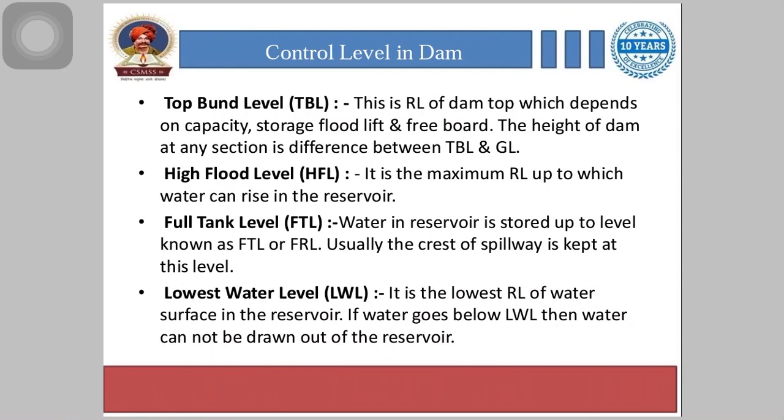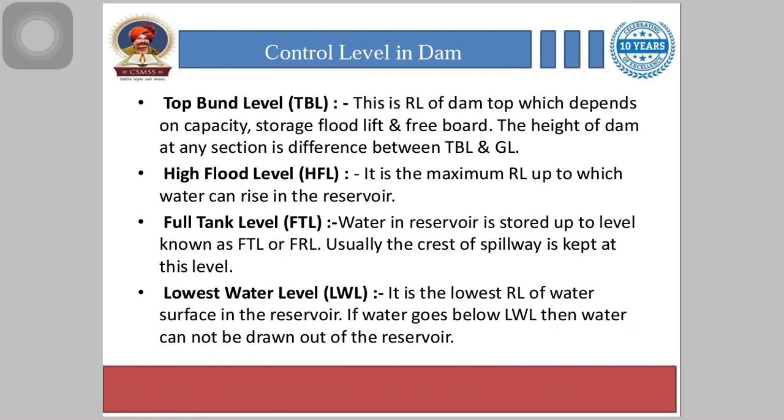It is the maximum reduced level up to which the water can rise in the reservoir. Then full tank level, that is FTL. Water in the reservoir is stored up to a level known as FTL, or we can say FRL, full reservoir level, or full tank level. Whatever level the water is stored up to, that level is known as the full tank level.